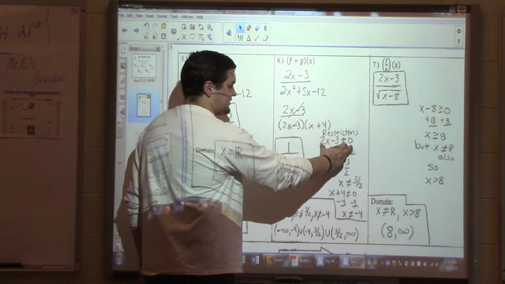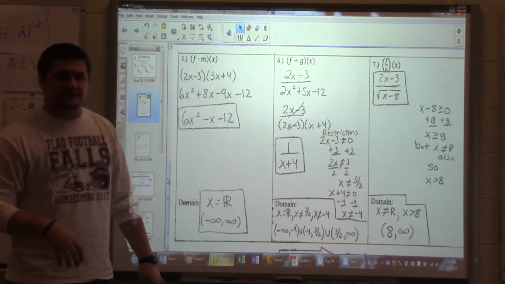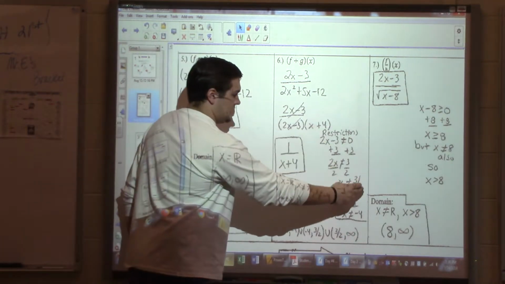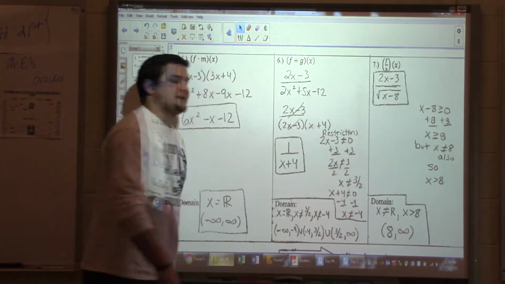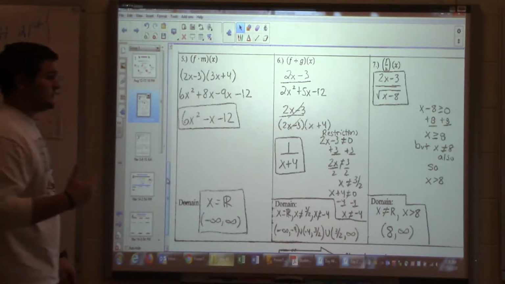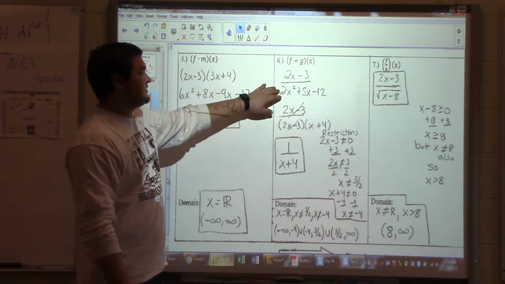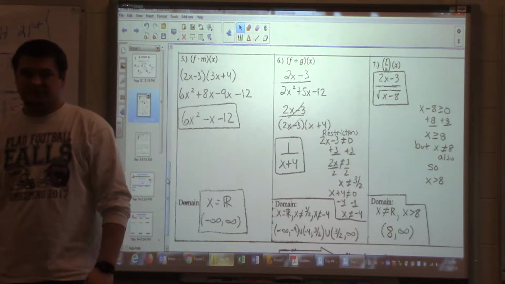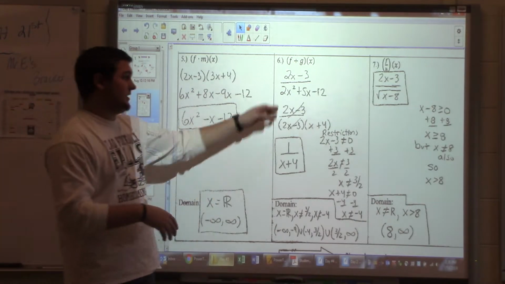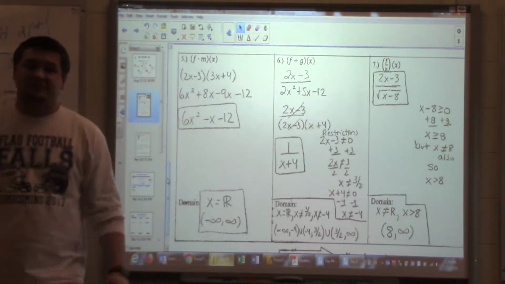So 2x minus 3 cannot equal 0. Solve it. We get x cannot equal 3 halves. x plus 4 cannot equal 0. We get x cannot equal negative 4. Those are my two restrictions. Use that factored piece. It's way easier than trying to figure it out the other way. And you're going to have to factor it anyway to solve it, unless you're using the quadratic formula, which you're more than welcome to.